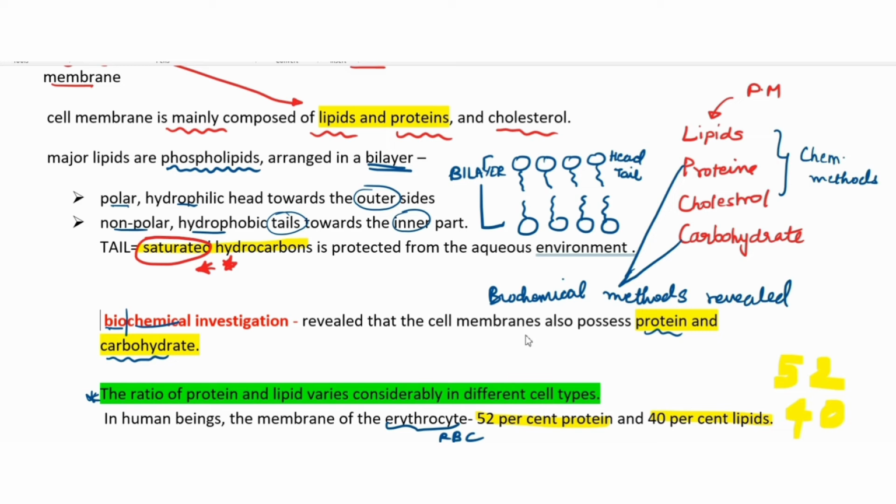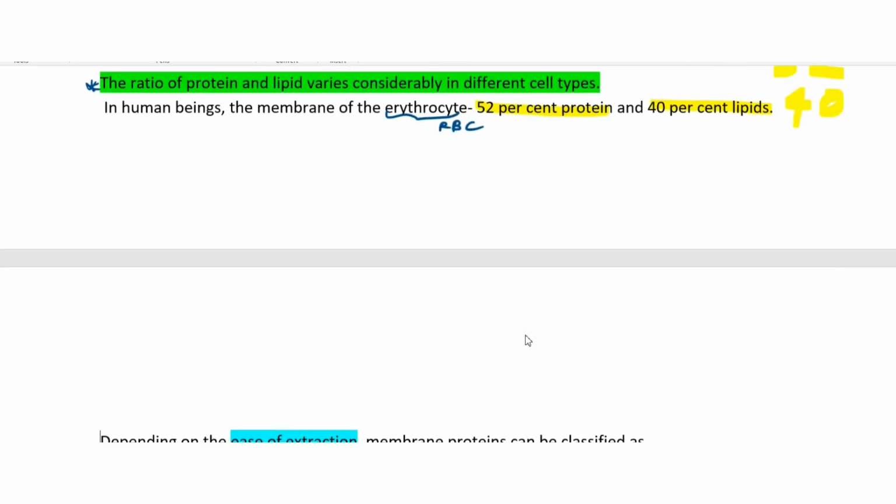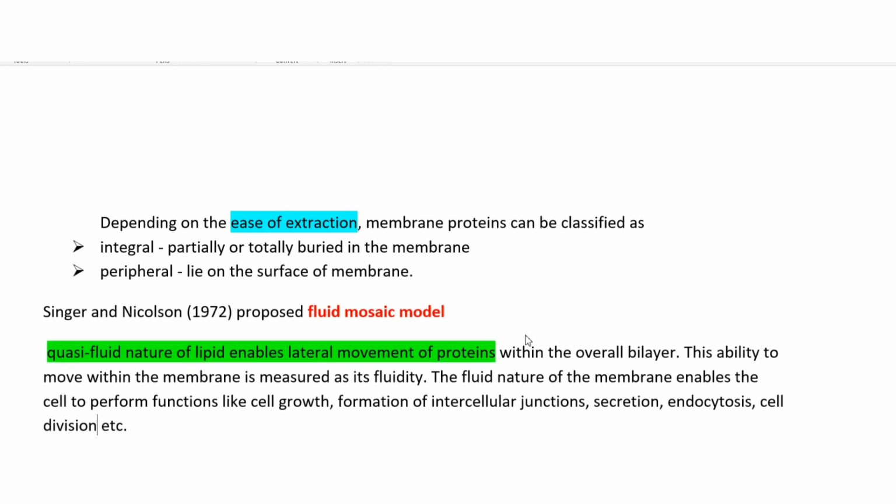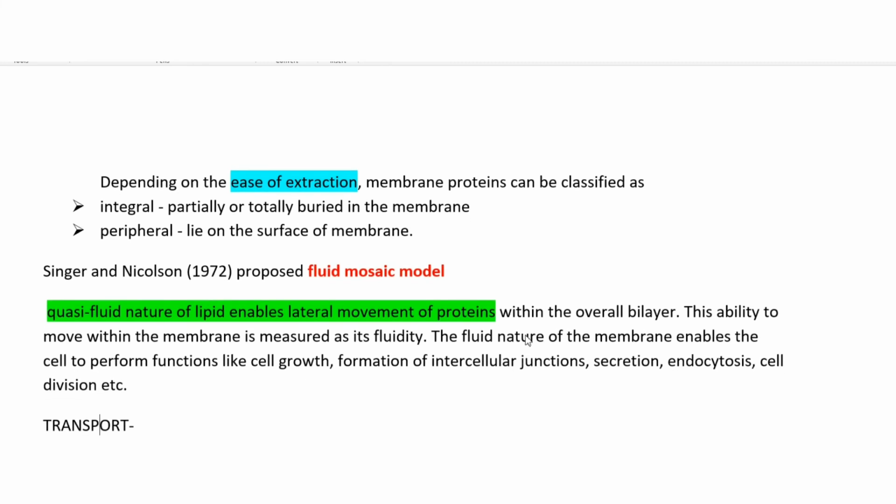And depending on how the proteins can be extracted from the membrane, the membrane proteins can be classified into two types: integral and peripheral proteins. As the name suggests, integral means it lies in the interior, whether partially or totally buried or embedded in the membrane. Important, it can be partially or totally buried. Whereas peripheral lies totally towards the exterior, on the surface of the membrane.